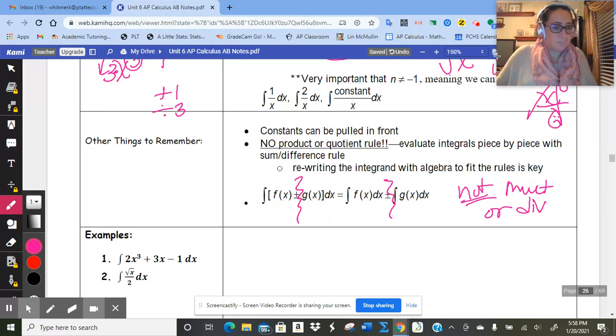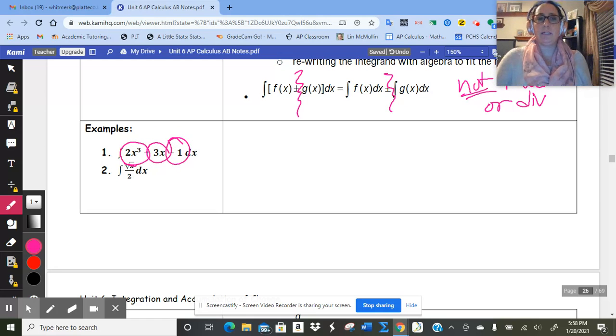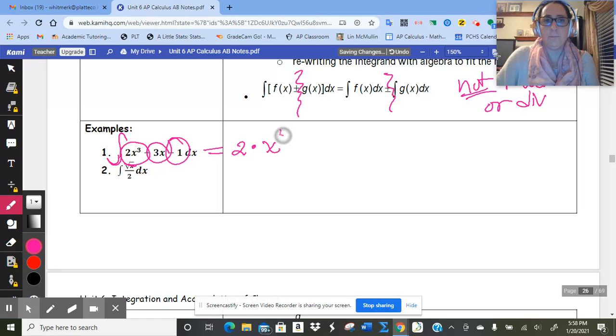All right, so let's do some. Number 1. Since it is a plus and a minus, I'm going to look at this as 3 separate integrals going on here. So for the first one, and coefficients, what do they still get to do? Go along for the ride. Okay, so 2 goes along for the ride. Then I'm going to add 1 to the power and divide by the new power. Then I have a plus. 3 goes along for the ride. I'm going to add 1 to the power and divide by the new power.